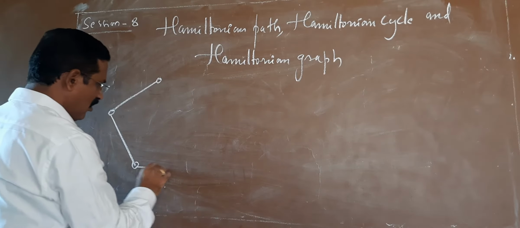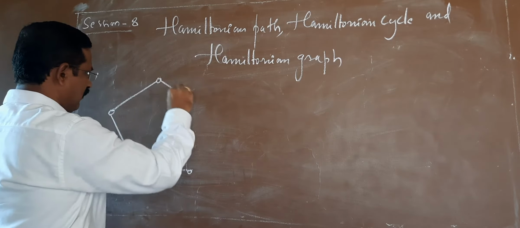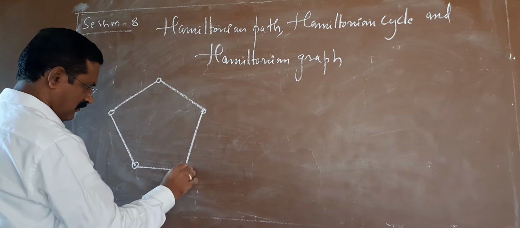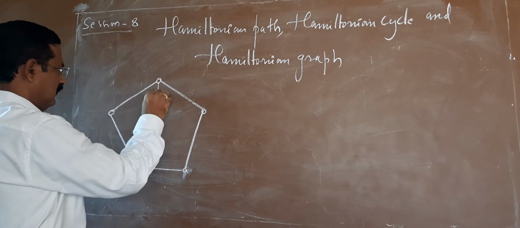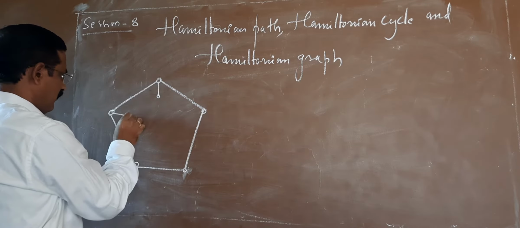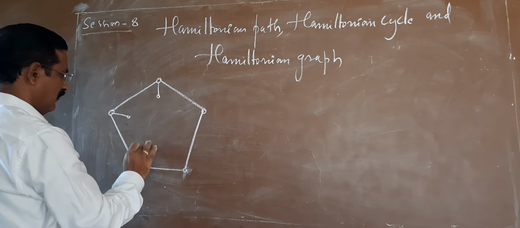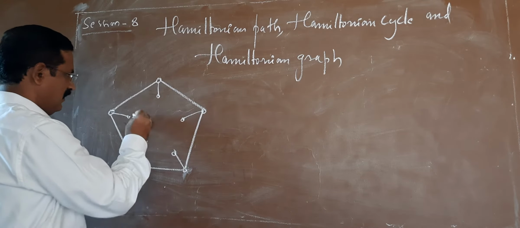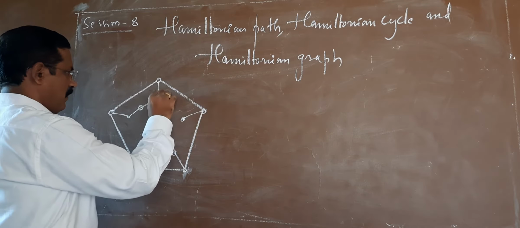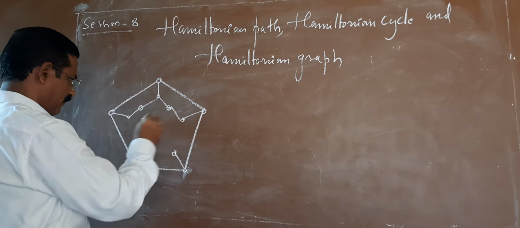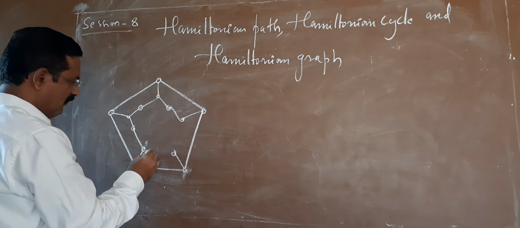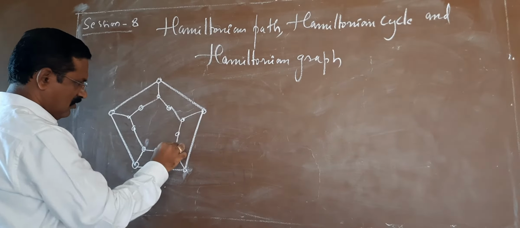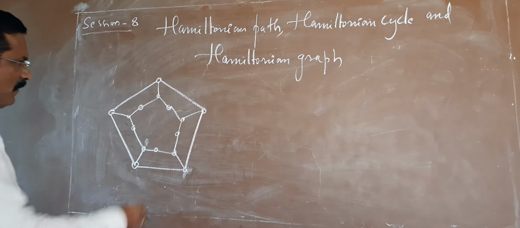Okay, I try to draw the dodecahedron. Let me try to draw the dodecahedron first. As I said, there are 12 faces. Of course, one face is not visible here because it's a two-dimensional one.